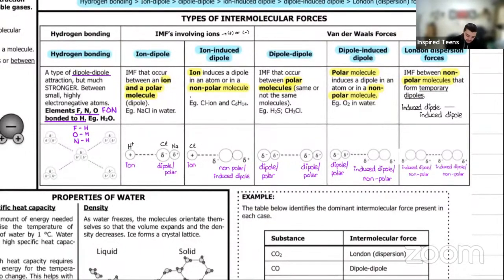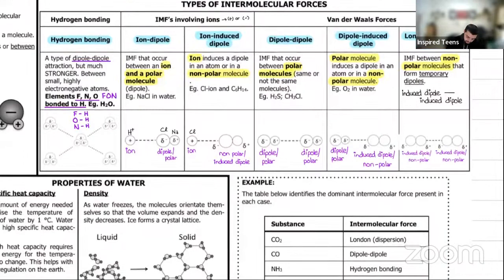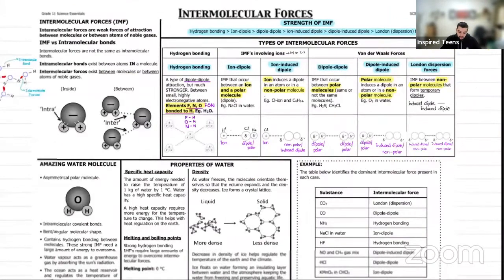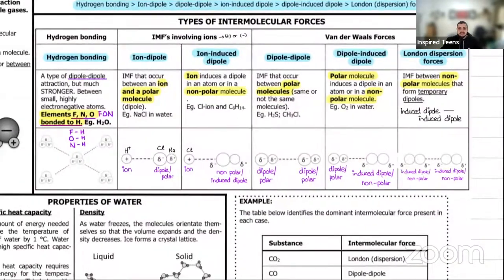Not too difficult. Let's highlight this in yellow. Hopefully now it makes sense, now that you understand what a dipole is, what an ion is, hydrogen bonding, what an induced dipole is, because then the names are self-explanatory. That's the main thing. Knowing the type and knowing the strength is very important because they'll ask you to compare it.